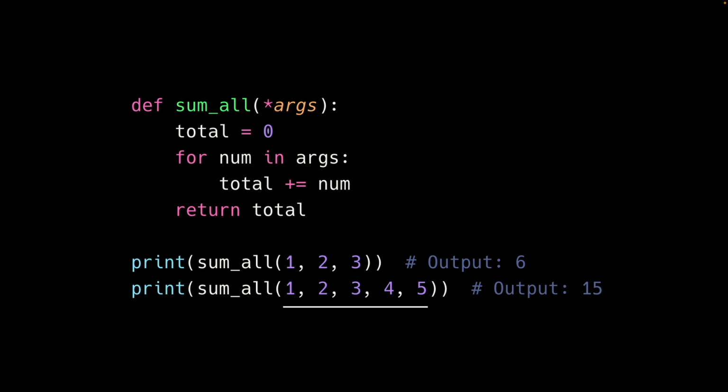We can call the sumAll function with any number of parameters since we are using args. When we call the function with these arguments, we get 15 as the output.